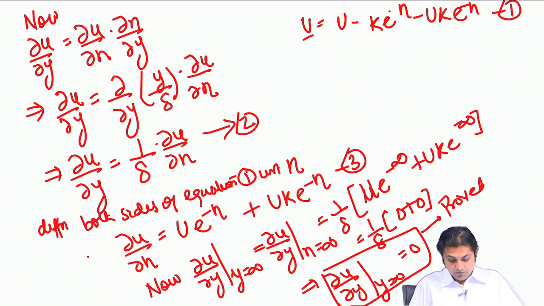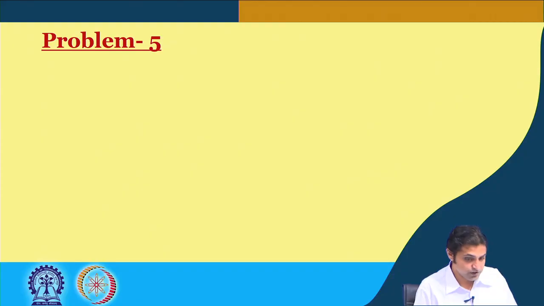There is one more part left, for del square u by del y square, but I will leave it up to you to prove it. Try yourself at home using the maths that we have seen. So this concludes the problem for today, and we will start with another problem, problem number 5, when we resume next. Thank you so much.